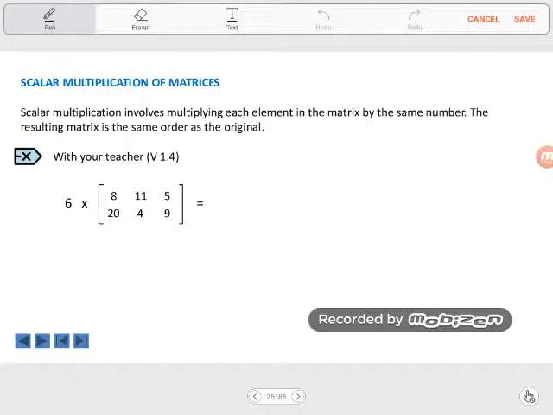So in this video we're moving on to scalar multiplication of matrices. Like matrix addition, this is actually pretty simple. When we multiply by a scalar, and in this example the scalar is this 6 out the front, and here's the matrix on the right, we simply multiply that scalar through by each element of the matrix. So we multiply 6 by each of these.